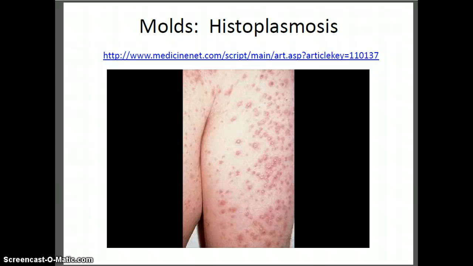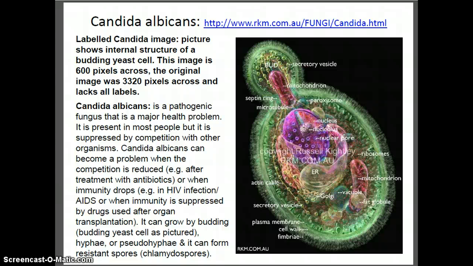Molds also cause disease. This is histoplasmosis, and this is an example of a fungi that causes disease, Candida albicans, and that's a pathogenic fungus, which is a major health problem. It is often suppressed because it is in competition with other organisms, but it can become a problem when a person is treated with antibiotics or when the immunity drops, such as in HIV infection, which leads to AIDS, or drugs that are used to suppress an organ transplant reaction.